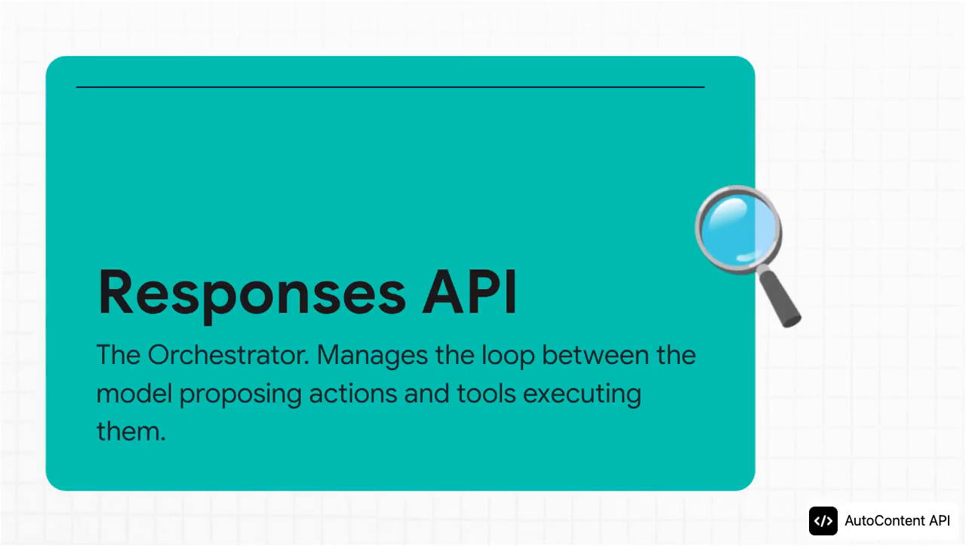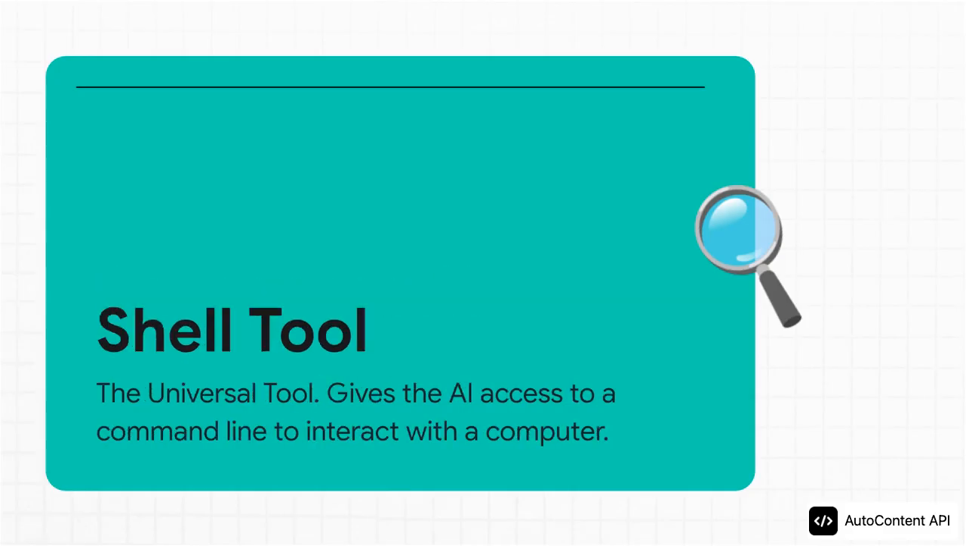Seriously, think of this as the orchestrator. It manages that whole back and forth between the AI model and its tools. The model says, I want to do this, and the API makes sure it happens, then reports the results back. It creates this constant loop of thinking, doing, and learning. So if the API is the brain, then the shell tool, well, that's the hands. And what's so amazing here is how simple and powerful it is.